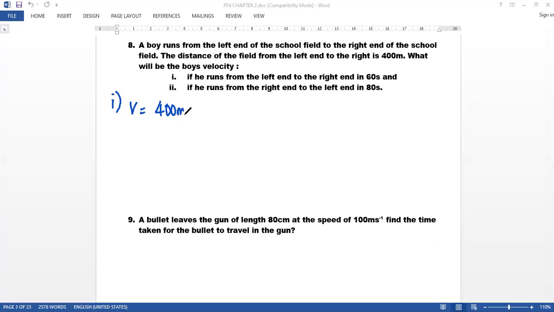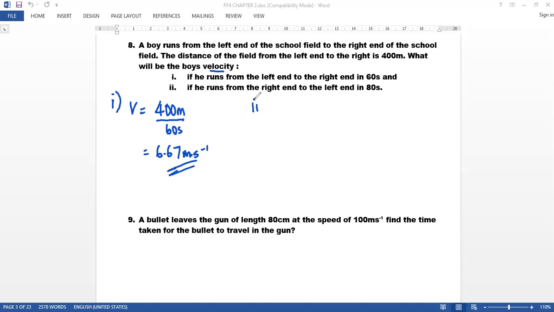Now it is displacement, because velocity, you're looking for velocity over 60 seconds. So we end up getting 400 divided by 60. We get 6.67 meter per second. Okay.